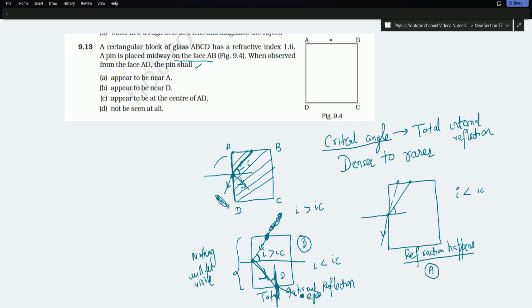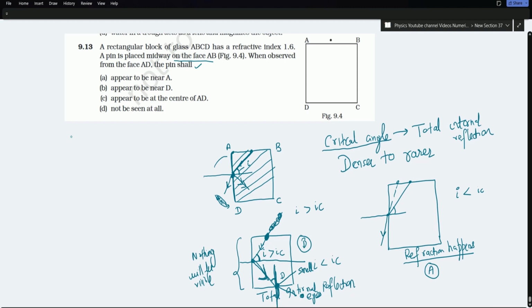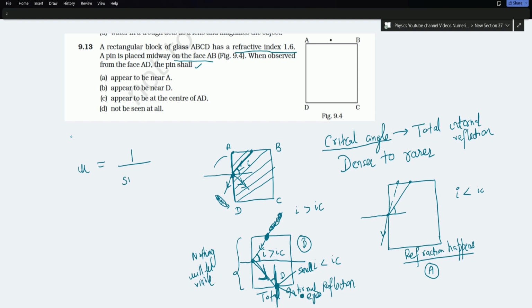So the pin was here, your angle was greater than the critical angle, and total internal reflection happened. Again, I'm applying Snell's law here. The ray emerges on this side. This is the way you first understand the concept of total internal reflection. Now, total internal reflection and the refractive index are associated with each other. So mu is equal to 1 upon sine C, where C is the critical angle. This is something you must remember.